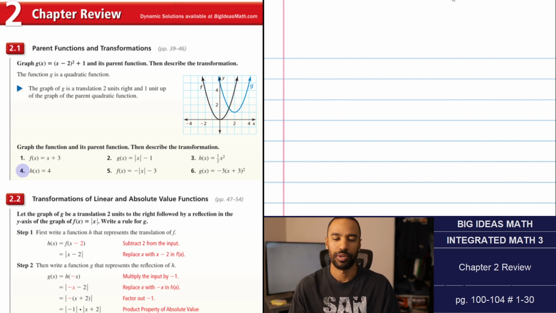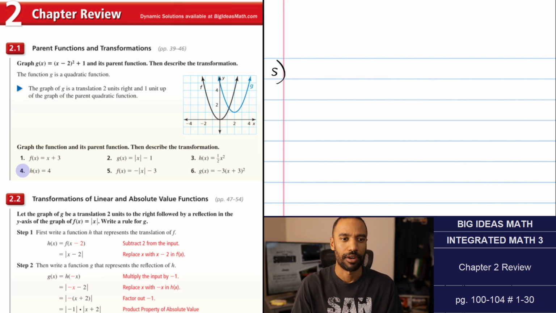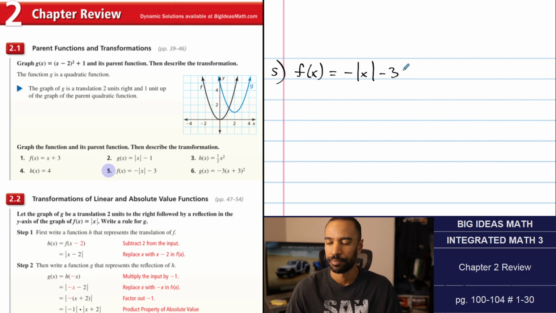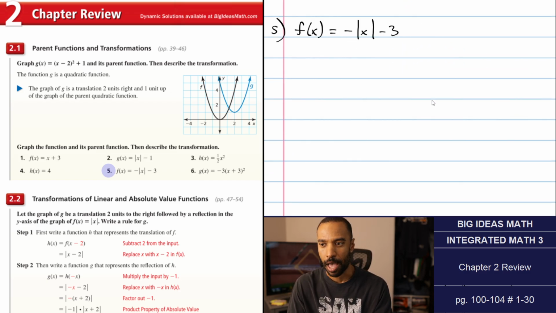Okay, let's move on to number 5. Now, numbers 5 and 6, it looks like we're going to have multiple changes to them. And the first of new changes that we got to talk about is this negative in front of our function. F of x equals negative absolute value of x minus 3.